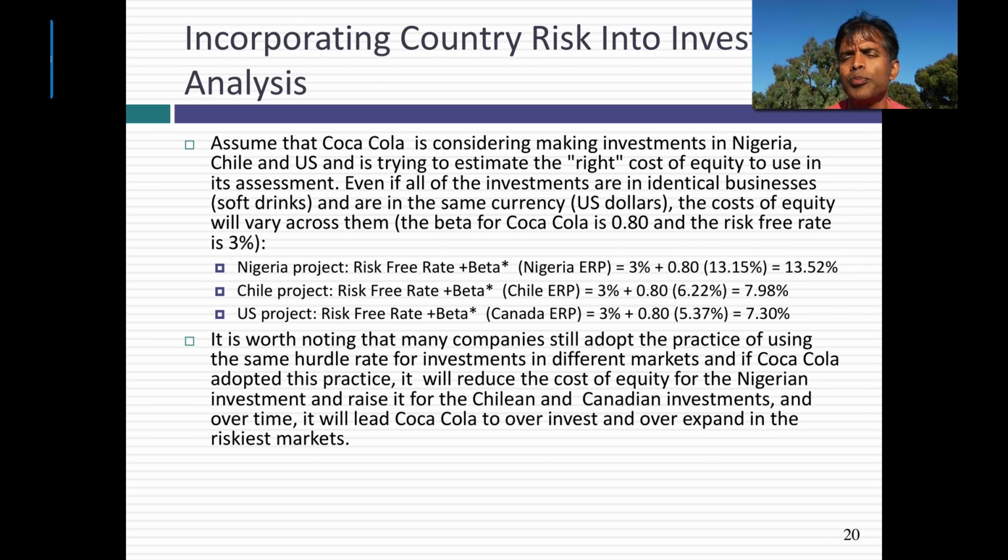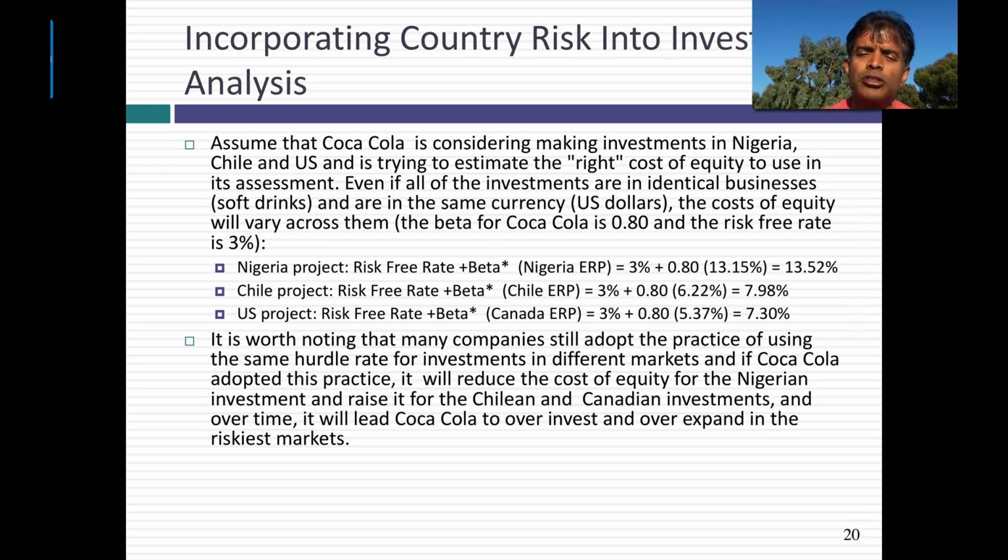So from a valuation perspective, that's how equity risk shows up, in the equity risk premium. You don't have to adjust betas or risk-free rates. Those are different issues. If you're doing capital budgeting, here's how risk premiums show up. Let's go back to Coca-Cola. Let's say it's looking at 3 projects, one in Nigeria, one in Chile, and one in the US. To get my equity risk premium for each of these, here's what I do. Assume these are all soft drink projects in the same business, and they're all in US dollars because I want to keep them comparable. So the risk-free rate and beta I use is the same for all 3 projects: 3% is my risk-free rate, 0.80 is my beta. The risk premiums are different.